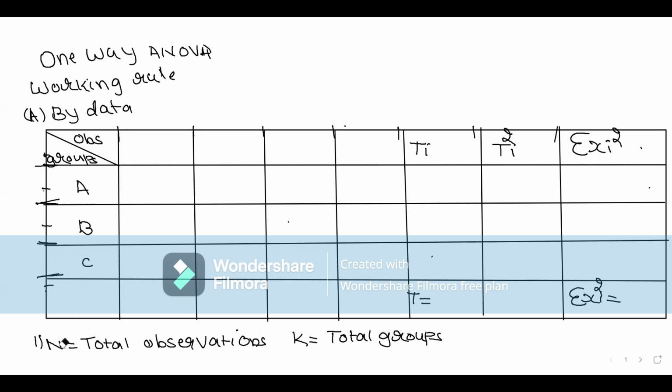Now you find the N. N is the total observations. Look here, 1, 2, 3, 4, and again 1, 2, 3, 4, into 3. This is 12 observations. N equal to 12 you can write. Then K is the number of groups. Look here, A, B, C. 3 groups are there, so K equal to 3 groups. It may be 4 also, it may be 5 also, depending upon the question paper setup.